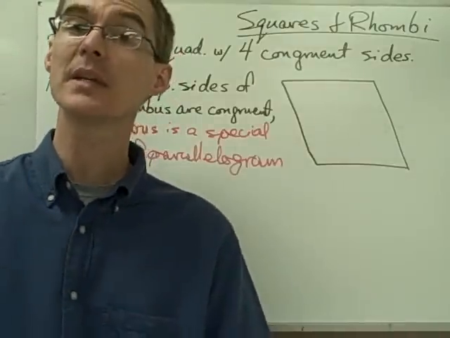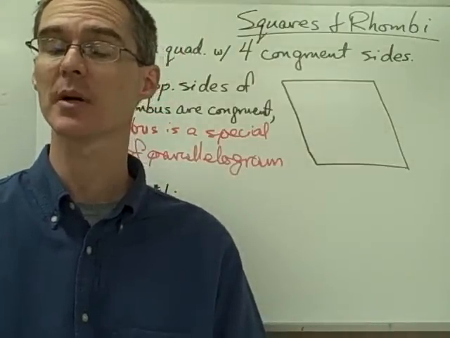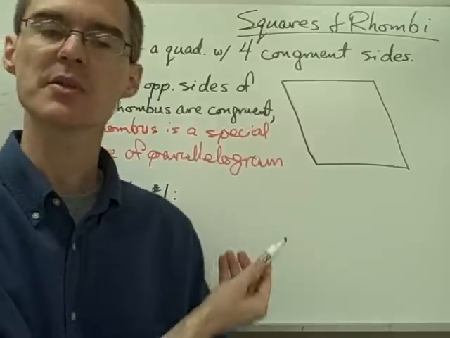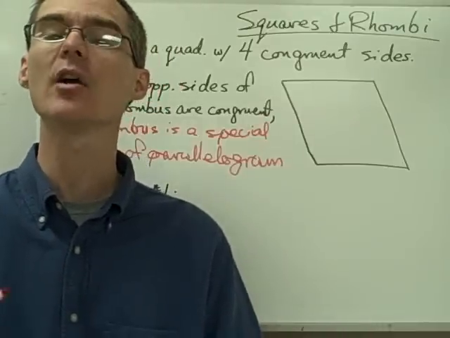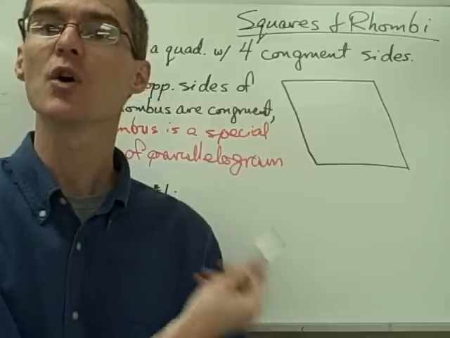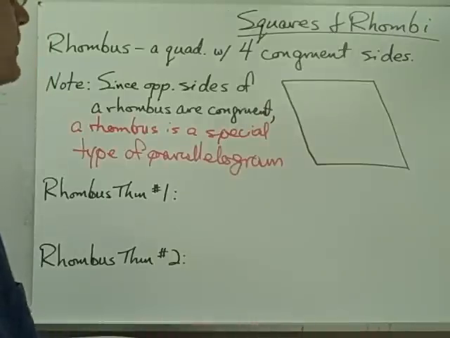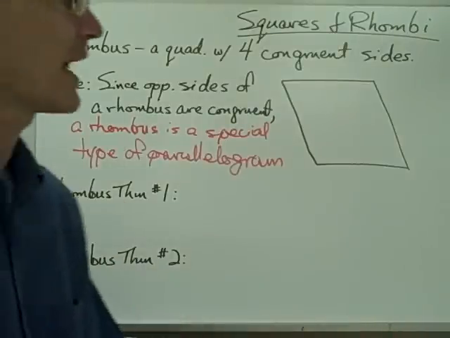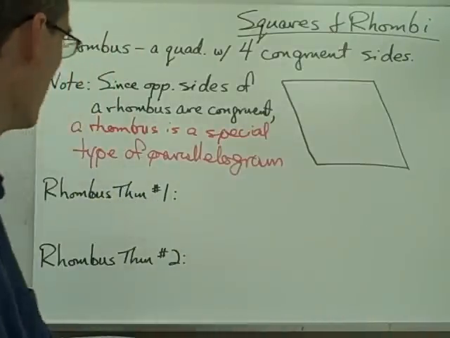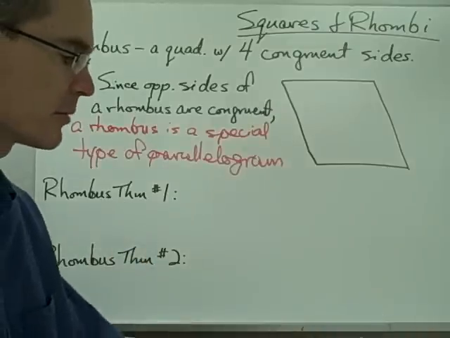And that's going to be important because, as we've seen before with, for example, rectangles, which are also a special type of parallelogram, since a rhombus is a special type of parallelogram, that means that all of the properties of parallelograms are also properties of rhombuses. So we can use those in solving different types of problems. Now, rhombuses also have some particular properties of their own, and we're going to express these using rhombus theorem number 1 and rhombus theorem number 2.